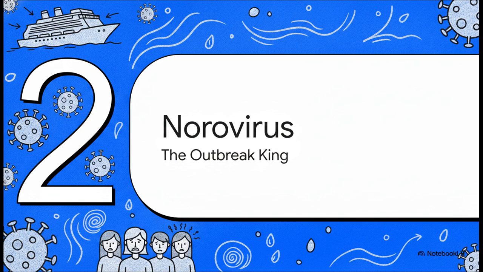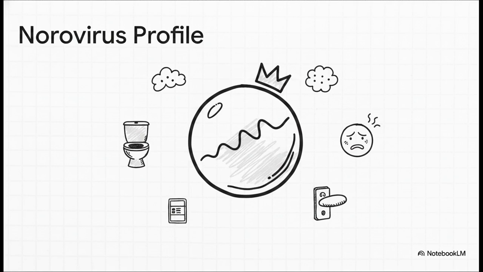Okay, moving into Section 2, norovirus, also known as the outbreak king. So if you see a question about an epidemic on a cruise ship or ripping through a tight-knit community, norovirus is your prime suspect for sure. Let's lock in the foundational virology.